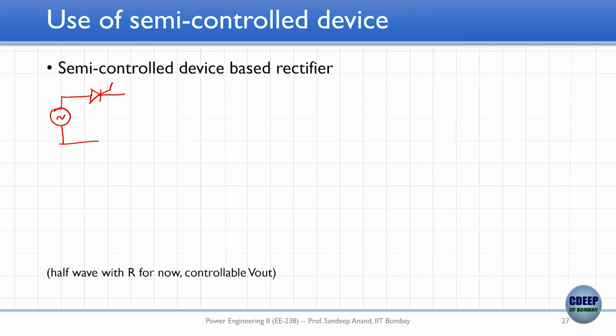This is a circuit symbol which is popularly used for this kind of device, which is a semi-controlled device. There is an anode, there is a cathode, and there is a gate, right? So, if you give a positive potential or a positive current in the gate, this device will turn on. If you do not give that, this device will remain off, even if the anode to cathode becomes positive.